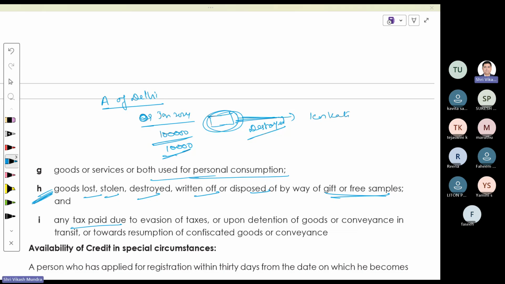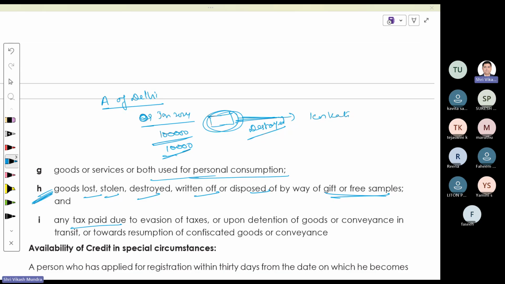If someone asks what is the maximum time limit to claim ITC, if I forget to claim ITC, then the maximum time is 30th November of the next financial year, or before filing the annual return of the relevant previous year, whichever is earlier. In general, GSTR-9 is supposed to be filed by 31st December of the forthcoming year. Hence, ideally, 30th November is the due date for claiming ITC.